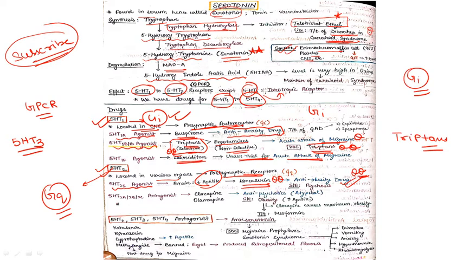Then for the 5-HT2A, 2B, 2C antagonists, remember clozapine and olanzapine. Clozapine and olanzapine are basically antipsychotic drugs.